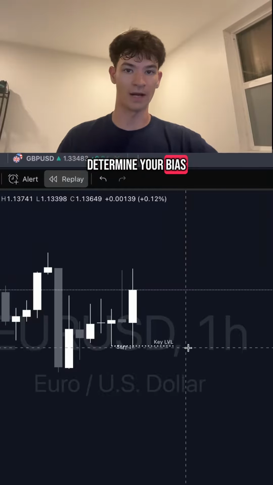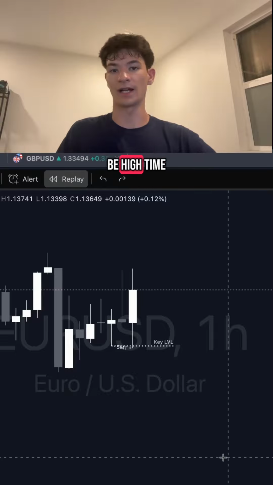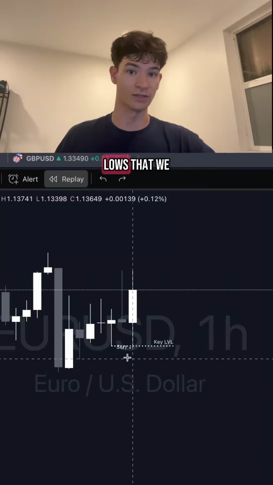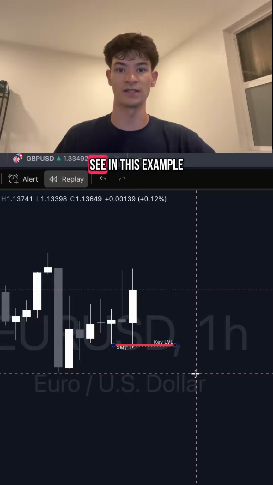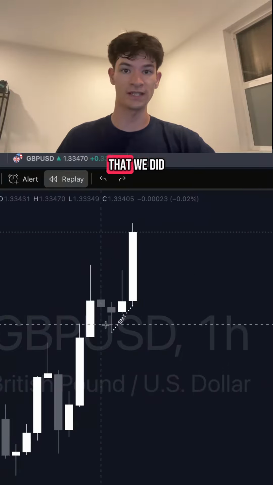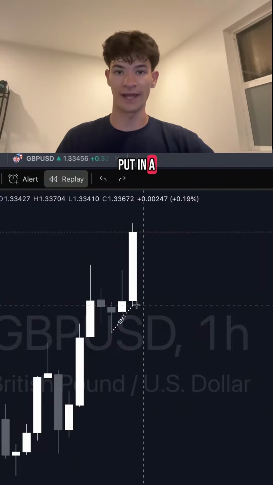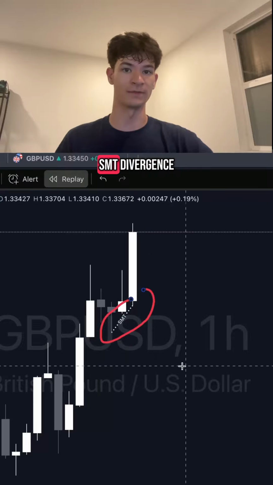And you can determine your bias by identifying a key level and an SMT. I consider my key levels to be high time frame fair value gaps or high time frame highs and lows that we sweep out and use as liquidity, as you can see in this example. If you look at the Euro's correlating asset pair, which is the British pound, you can see that we did not sweep out that previous hour low like we did on the Euro. And instead, we put in a higher low, which is how you identify your SMT divergence.